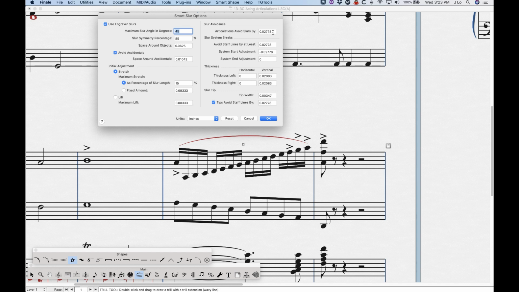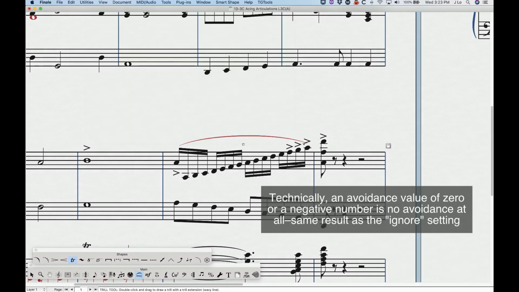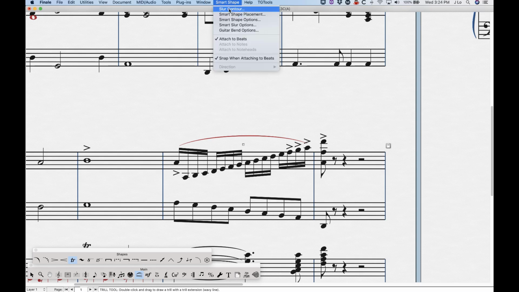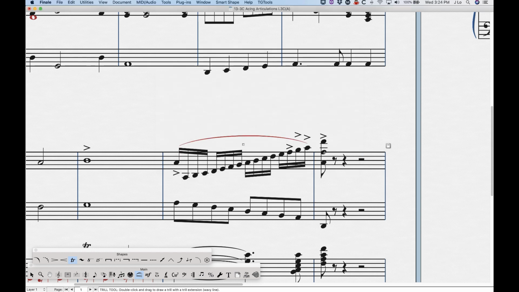So if we were to do something silly by making this a negative number, you should actually see that those articulations will now either go underneath and not avoid the slur, or in this case, it's actually crossing that slur, right? So that would be where you'd want to change that value. And in fact, if we make that a bigger value, 0.5, right? Is that right? 0.05? Yeah. You'll see they get farther away.